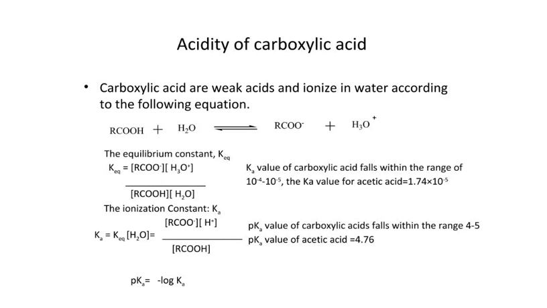The equilibrium constant you can calculate: K equals the equilibrium concentration of RCOO minus and H3O plus divided by RCOOH and the concentration of water. The K value of carboxylic acid falls within the range of 10 to the minus 5 to 10 to the minus 4. The K value of acetic acid is 1.74 into 10 to the minus 5. The ionization constant you can calculate Ka, then pKa is equal to minus log Ka.